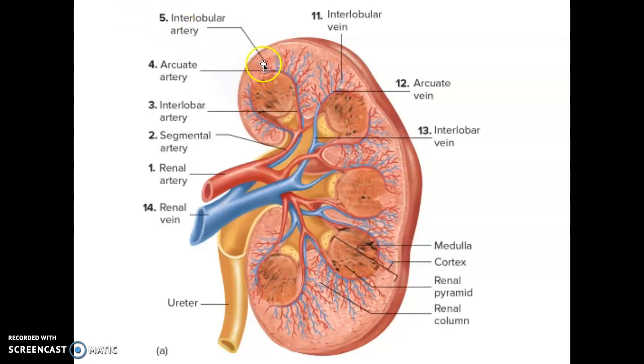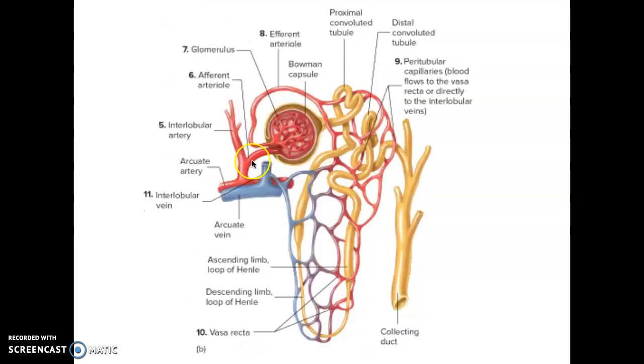These final cortical radiate or interlobular arteries are branches of the arcuate arteries, and they are found here in the cortex, and they are delivering the blood to the afferent arterioles. This is the afferent arteriole, which is a branch of the interlobular artery or cortical radiate artery. Then it's going to be feeding the corpuscle. It's going to be feeding this network of capillaries, and this network of capillaries is called the glomerulus.